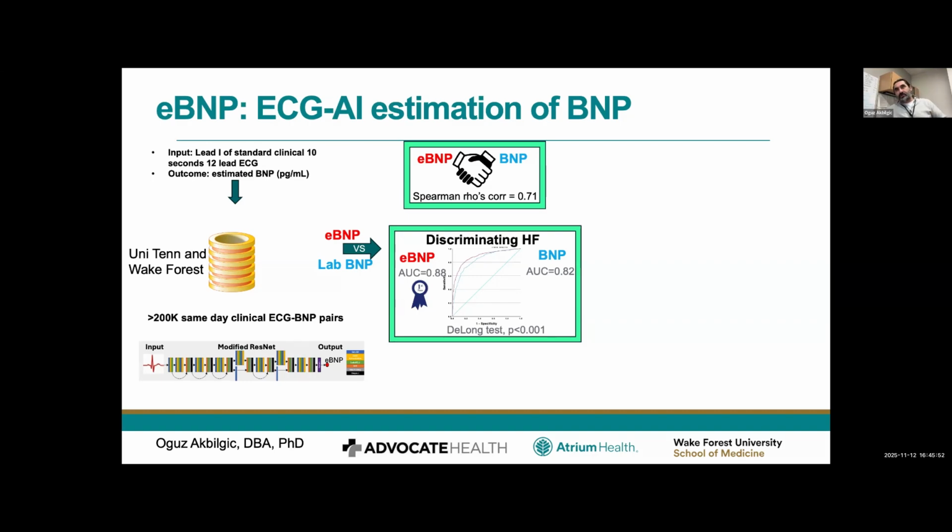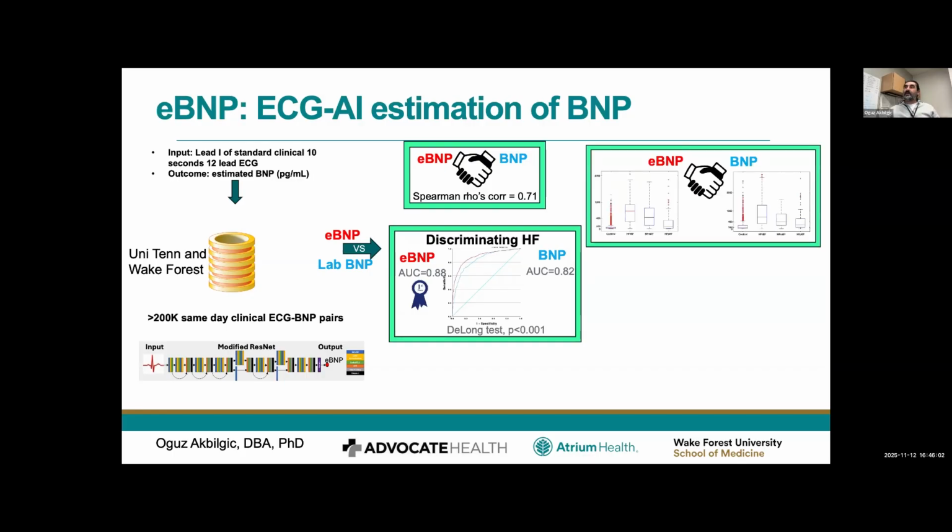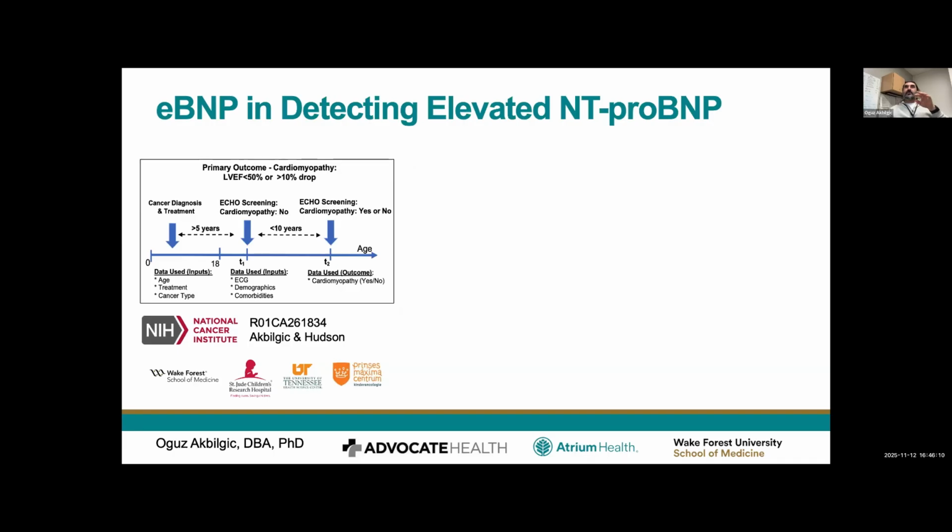Actually, the body needs to produce BNP but is unable to. Apparently our model also assigned them a high BNP, like it should be. So that's why it detects heart failure better than lab BNP. It also works in all subtypes of heart failure, and represents the clinical reality better.